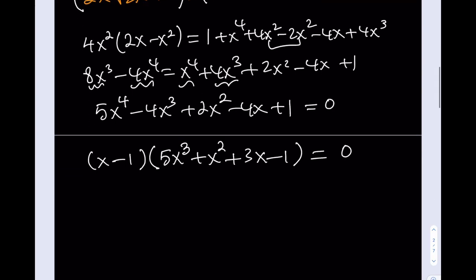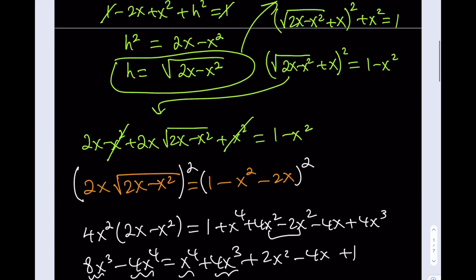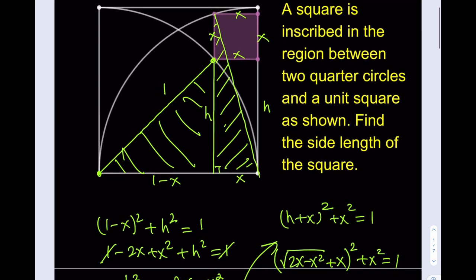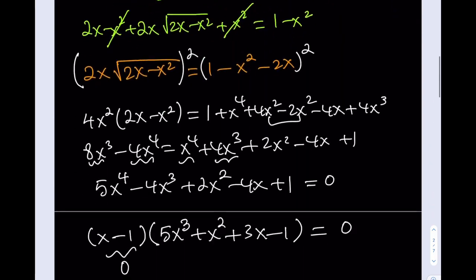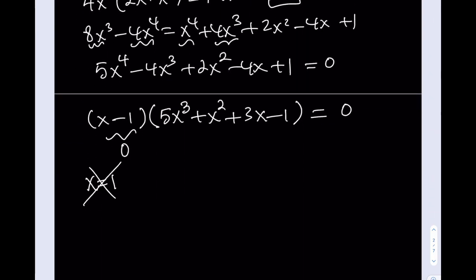Now, x equals 1 is a solution, but I'm not going to accept it because do you think that the side length for the square can be 1 when it's inscribed in a square like this? It's not going to work. So we're going to discard it, but we're going to go with the other solutions.